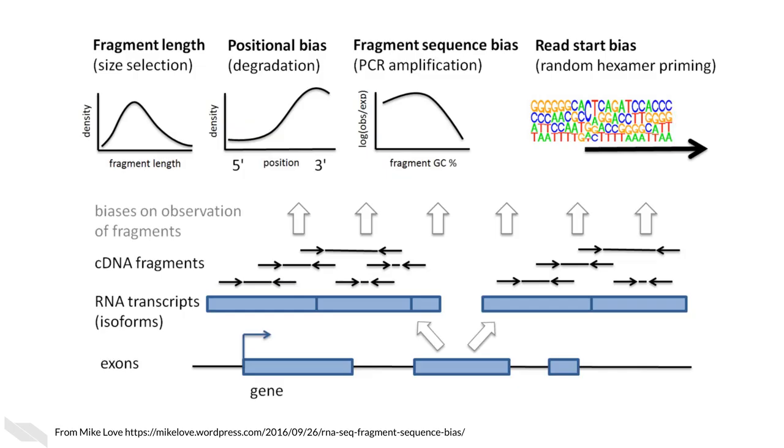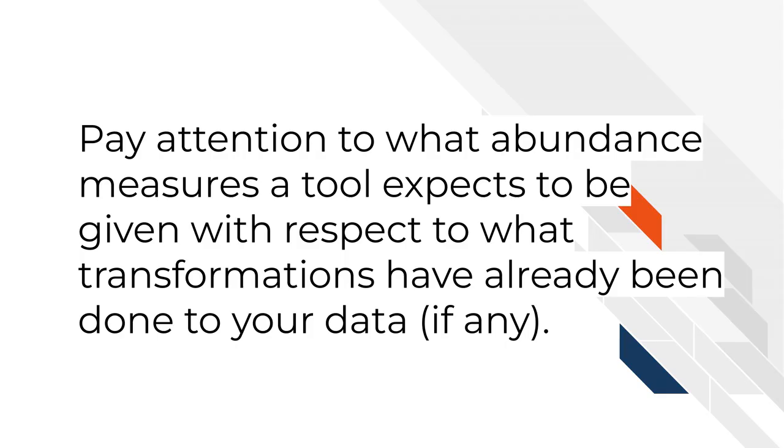RNA-seq data has various biases introduced to the data upon data generation. RNA targets are more likely to be picked up if they are long, if they are from the 3' end, have a particular GC content, and have a particular read start sequence. When looking for analysis tools, pay attention to what abundance measures the tool expects to be given with respect to what transformations have already been done to your data, if any.